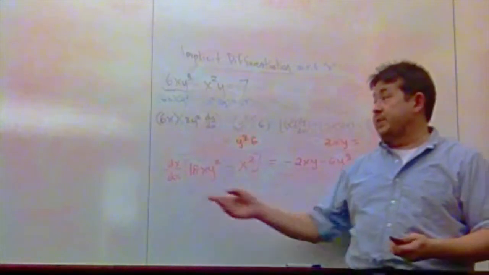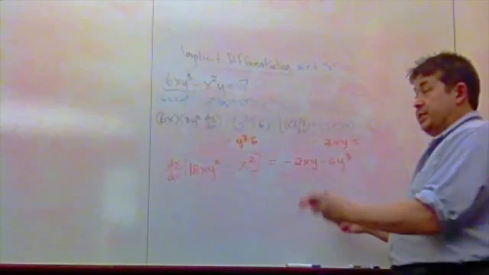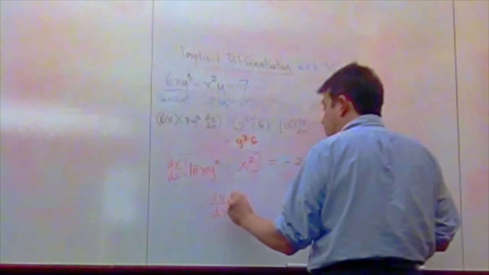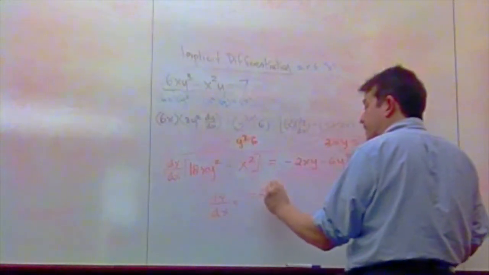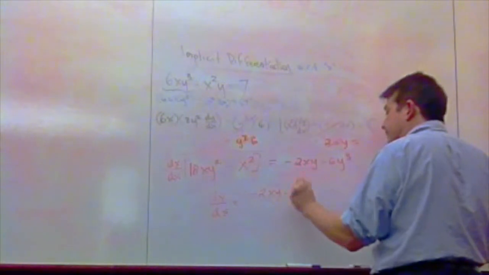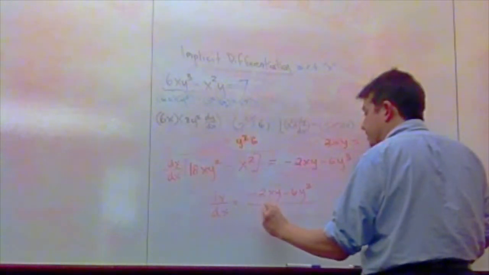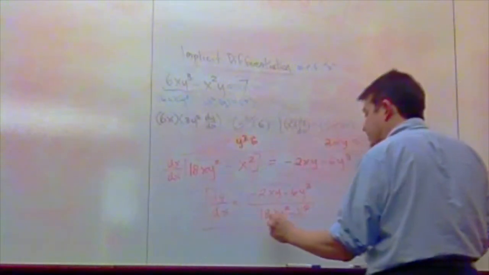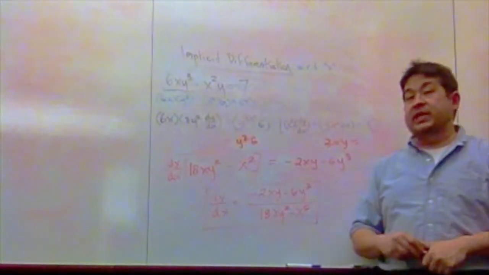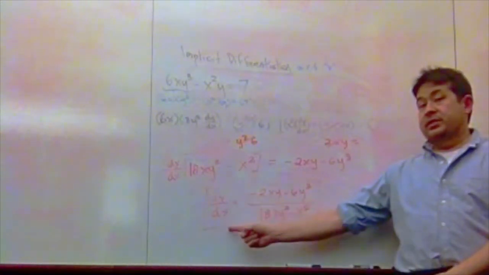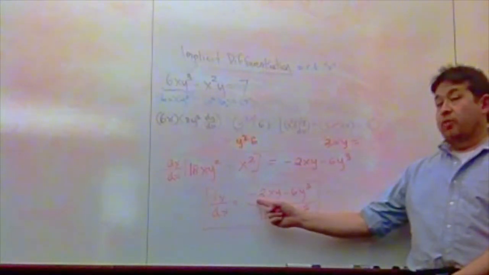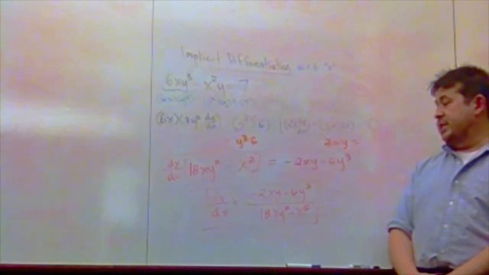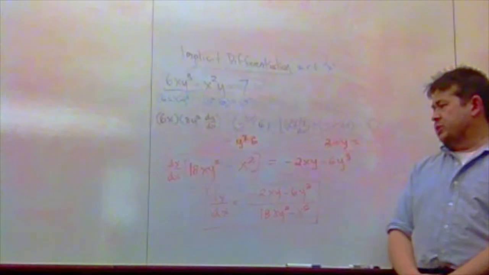And for a last step, to get the tangent at any point in this function with 2 variables x and y, dy/dx will be, this will become a numerator. And we can find the tangent line, the rate of change dy/dx, slope, at this equation: negative 2xy minus 6y cubed over 18xy squared minus x squared.